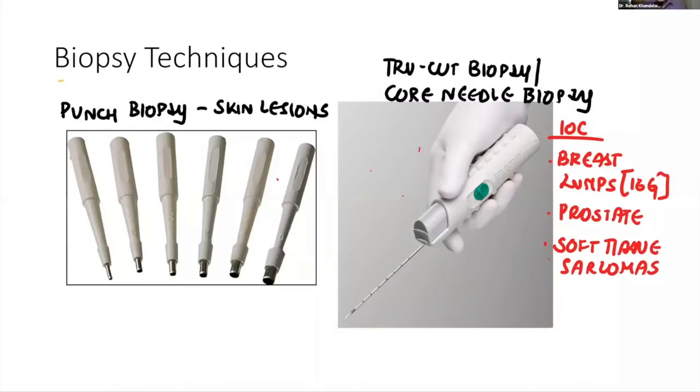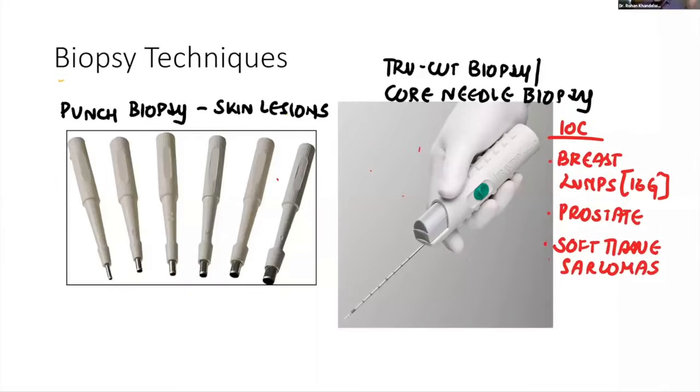The biopsy techniques, you can have punch biopsy. This is a punch biopsy instrument. It is used for skin lesions, like Paget's disease, like skin cancers. You can use a skin biopsy or a punch biopsy instrument.